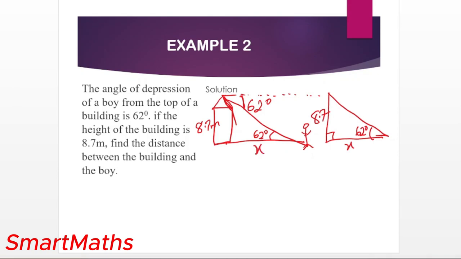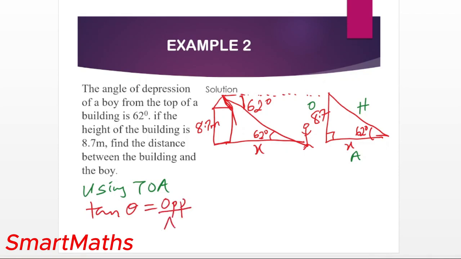From here, we can label the sides: opposite, hypotenuse, adjacent. You can see it's TOA that we are still using. So tan theta equals opposite over adjacent. Which is tan 62 degrees equals the opposite, which is 8.7, divided by X.